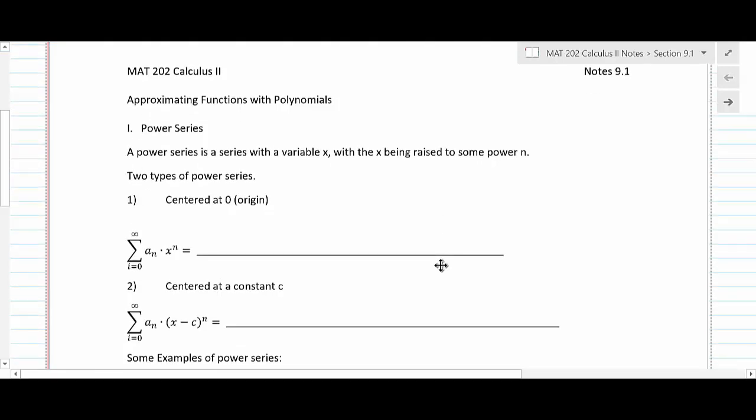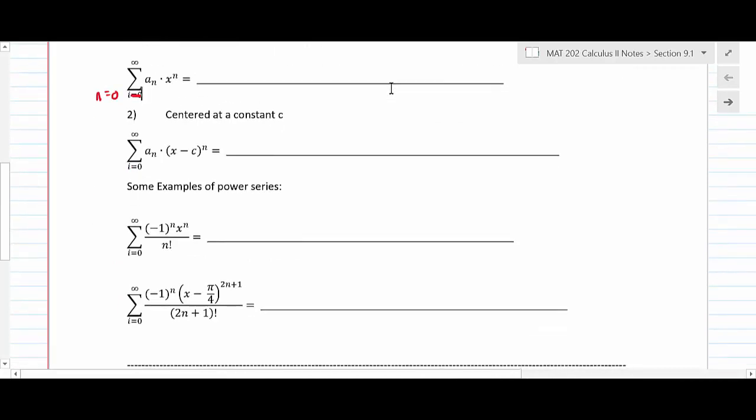Okay, so first of all, I see that I had some mistakes on this. This thing that says i equals 0 should say n equals 0. I obviously typed that wrong. Okay, so these are all examples of power series.